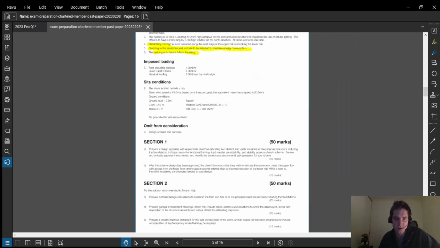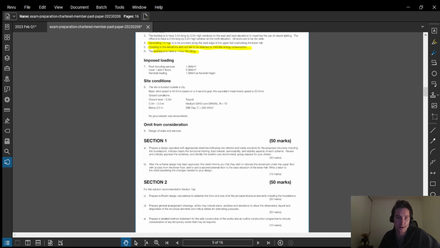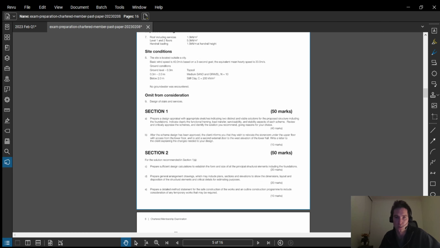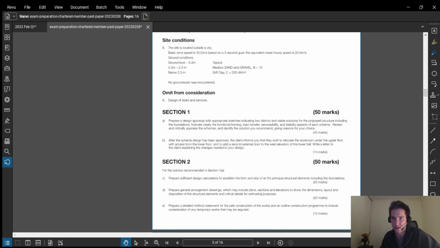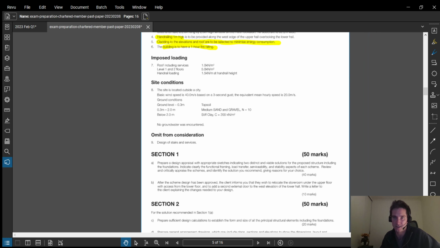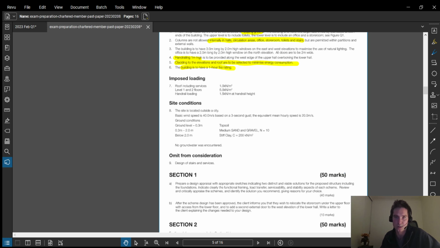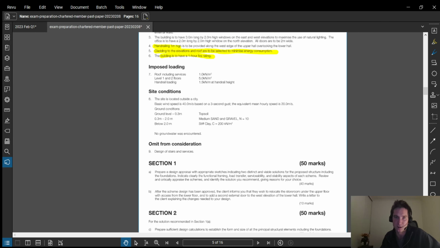Now this is a 7-hour paper and I'm going to try and do this video in about 15 minutes. So I'm not going to do section 1 and 2 here. I'm really just going to focus on the schemes of section 1 part A, which is 40 marks, and there's 100 marks in the whole paper. So it's nearly half of the paper squeezed into a 15-minute video.